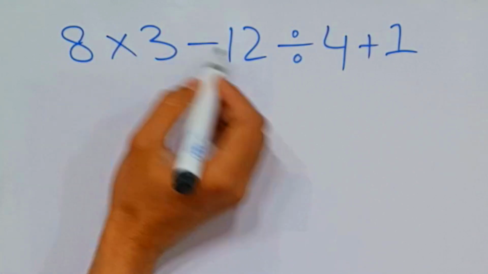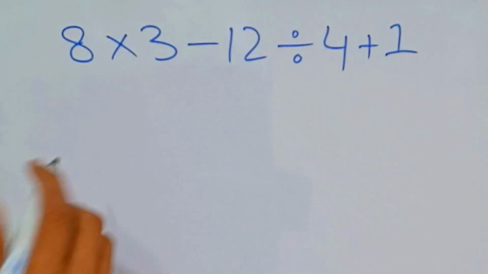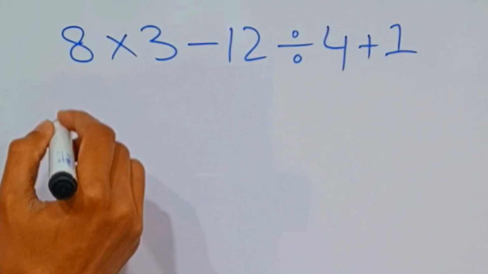times 3 minus 12 divided by 4 plus 1. This is a very interesting question. Okay, let's try solving it.